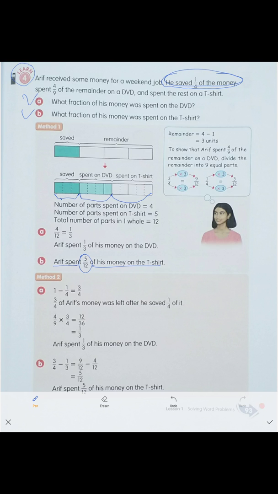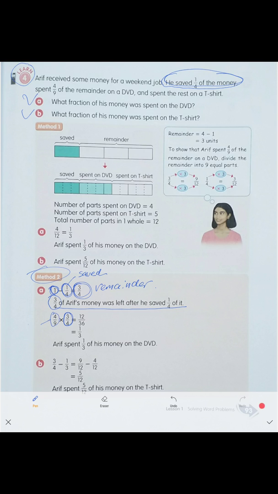Okay, now the model is drawn. How about the fraction? How can we do it with the fraction? Simple. This is the second method. You have 1 as a whole. 1/4 of the money is saved. This is saved, this is the remainder. And this is what they write: 3/4 of the money was left after he saved 1/4 of it. This is the remainder.